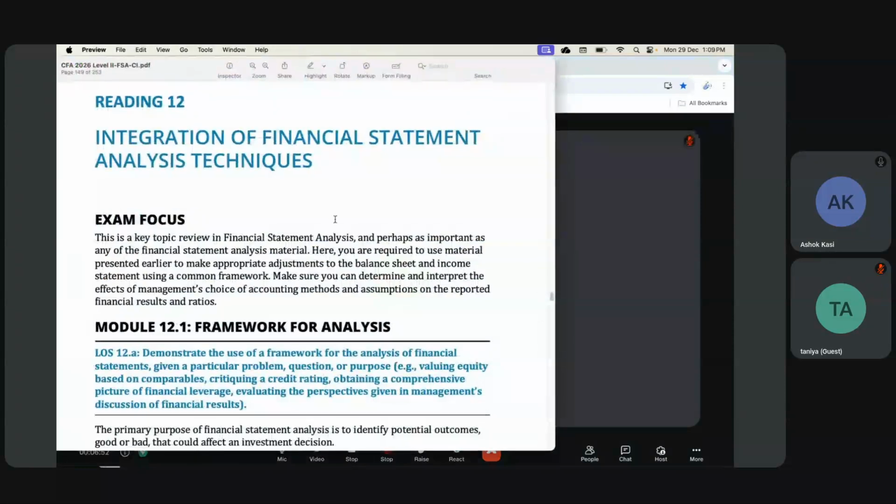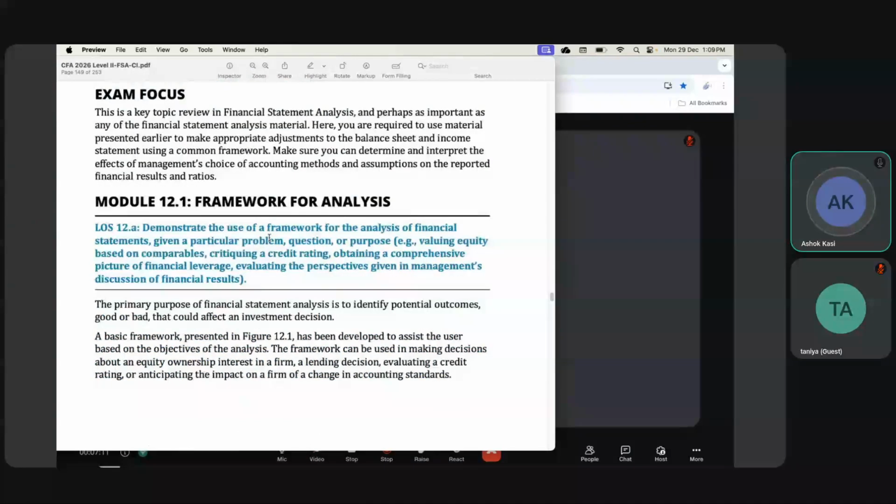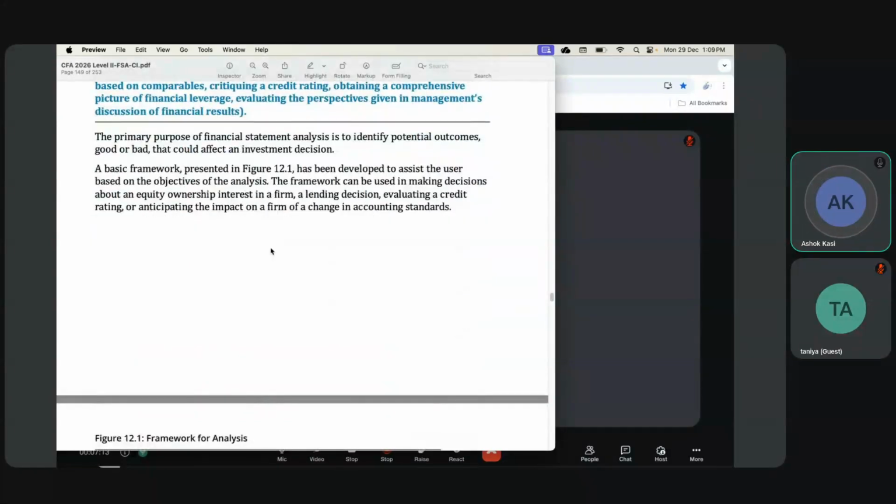Okay, so reading 12, the last reading for FSA, and a very easy one also. Here it's a self-reading kind of topic, Integration of financial statement analysis techniques. This one we should read. See the primary purpose, just go through this one, very basic stuff only.